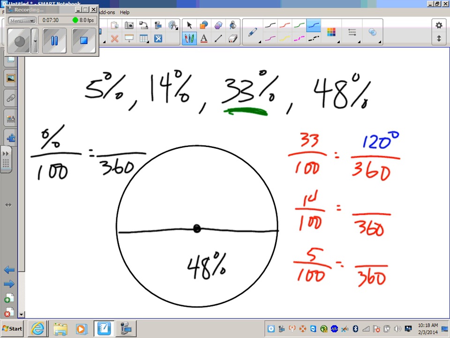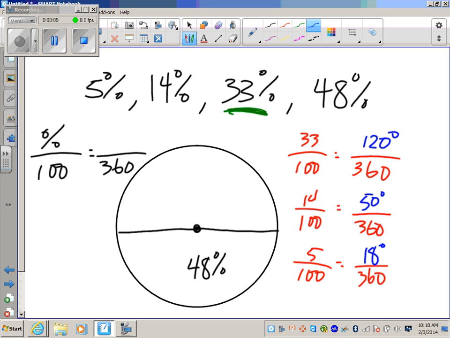How about the 14? Did you do the 14? No, I didn't do it. 60? How about 50? All right, let me just double check. It is 50? 50, yeah, 50. And then the 5 was what? About 18, right? 18 degrees.